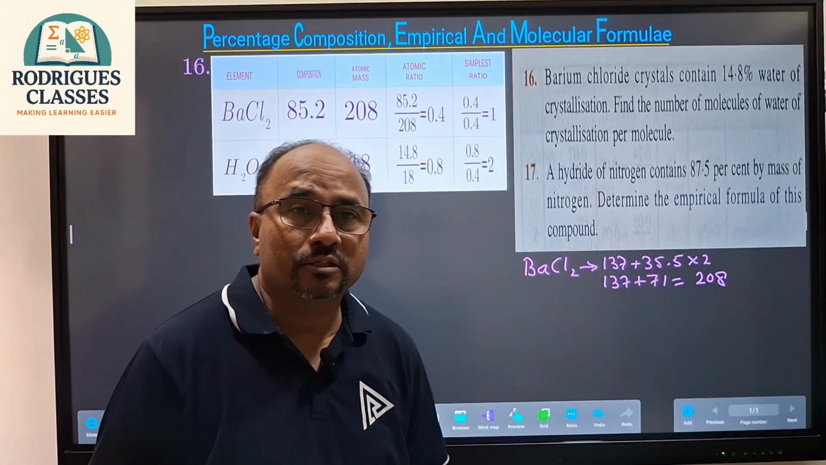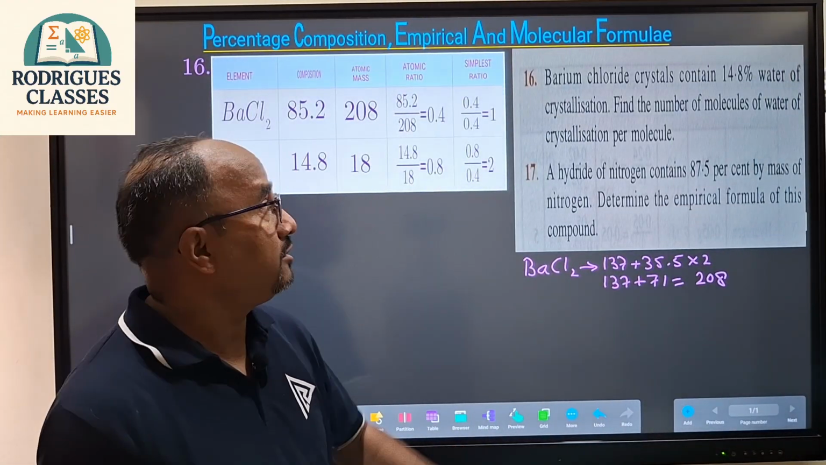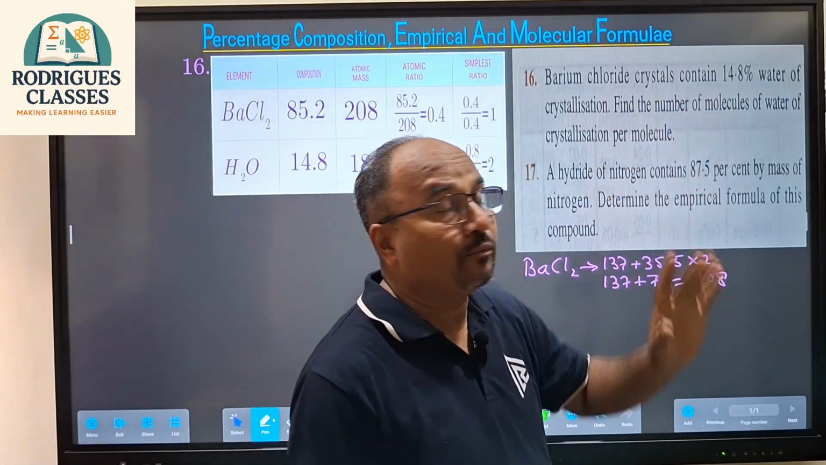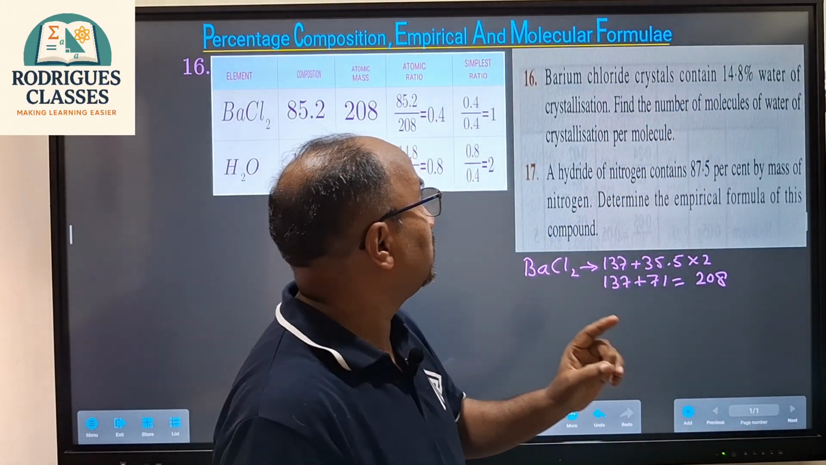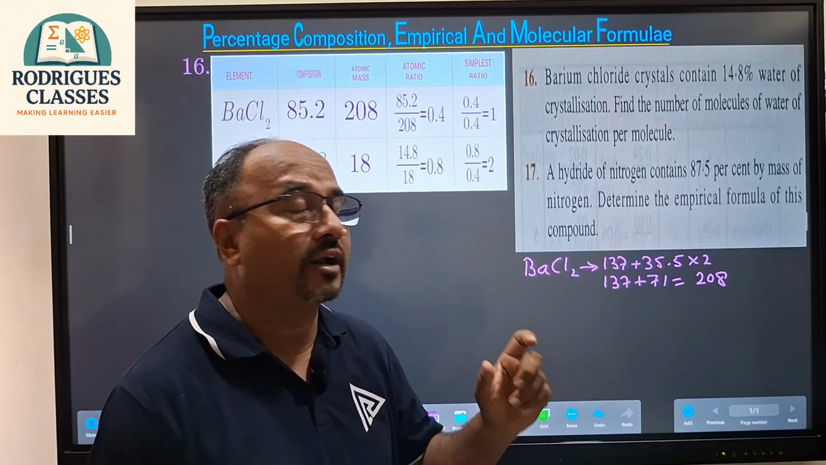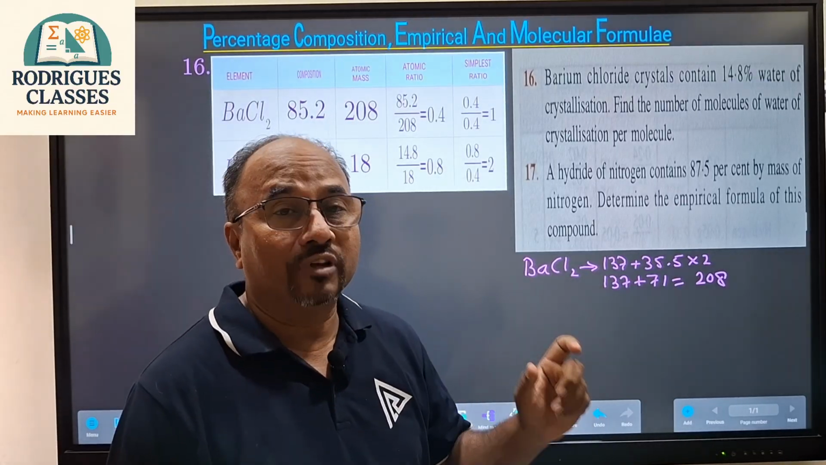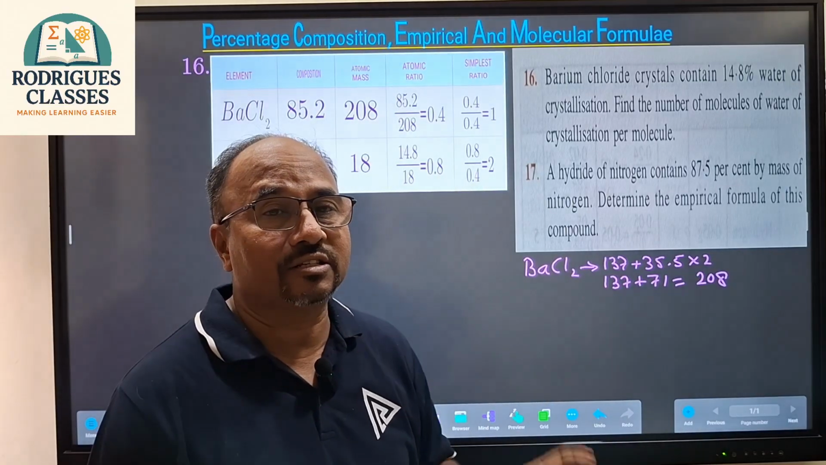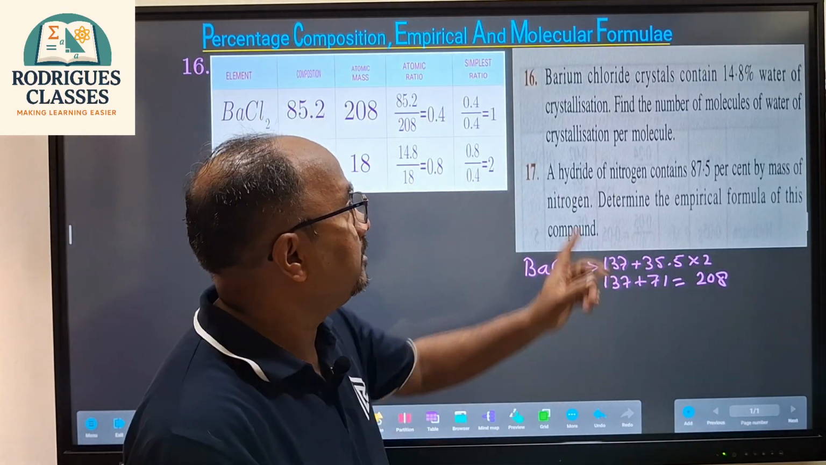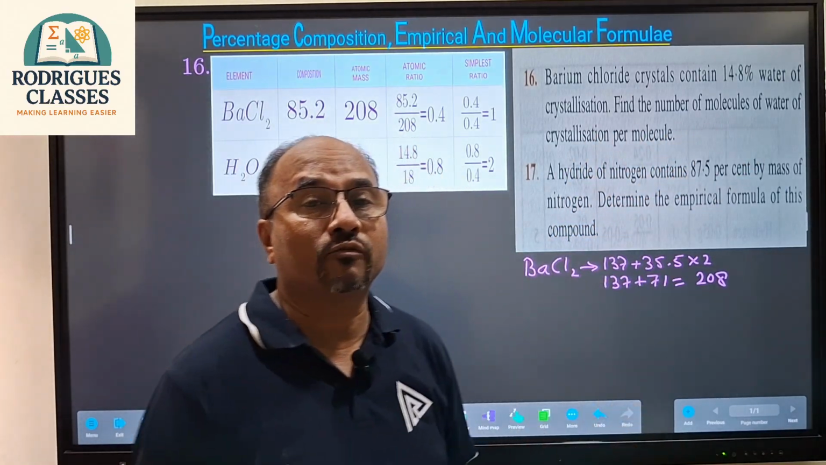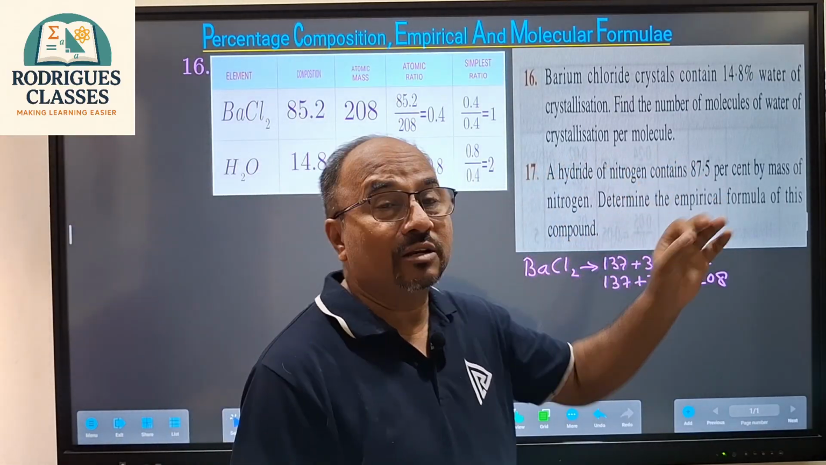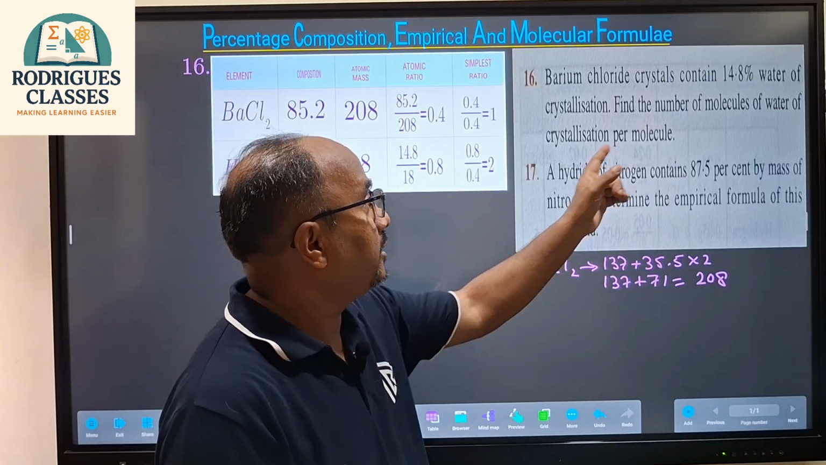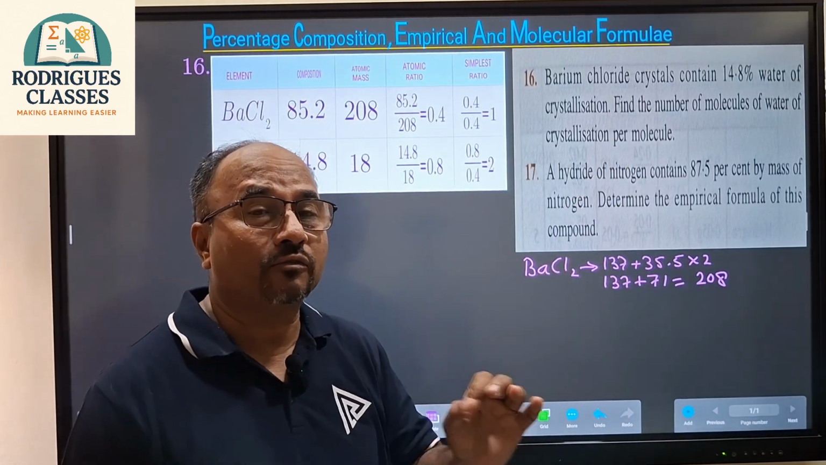So let us now come to numerical number 16, which says barium chloride crystals contain 14.8% water of crystallization. Means if you are having barium chloride, with it 14.8% water of crystallization is there, means water molecules are there. Find the number of molecules of water of crystallization per molecule. It means if you have 1 molecule of barium chloride, then it will have how many molecules of water.